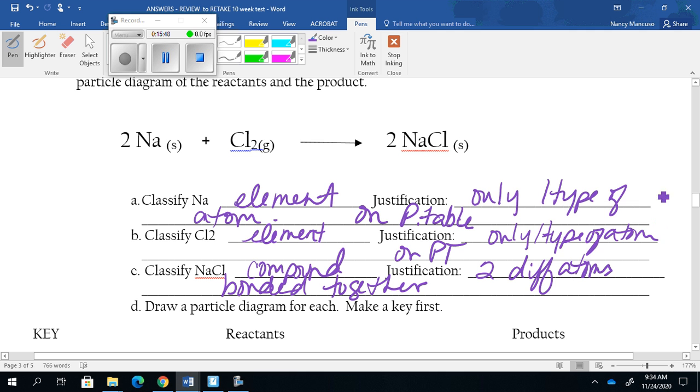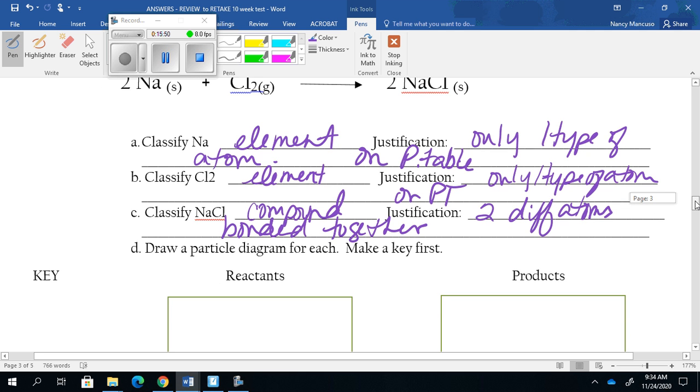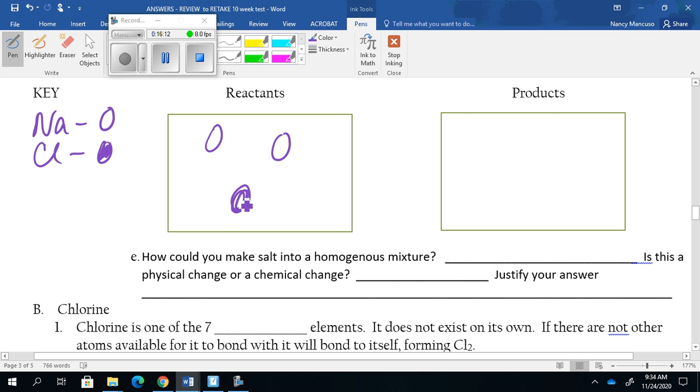All right, draw a particle diagram for each and make a key first. So I need an Na and I need a Cl. So I think the easiest thing to do is an open circle and a filled in circle. So it says that I start off with two Nas. So I'm just going to draw two Nas in the reactants. And then I need a Cl2. So a Cl2 is a diatomic element, so it looks like that. And then the product was NaCl. So that means these are connected. And it also said that I had two of them. So I'm going to go ahead and draw two of them.